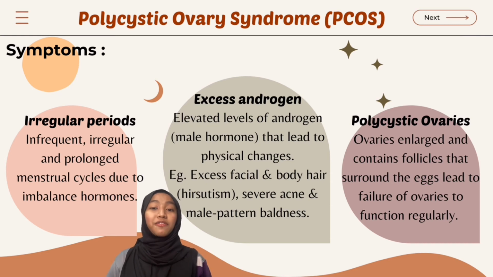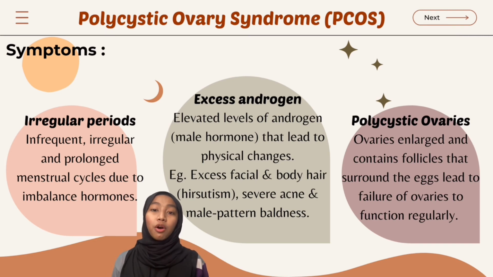PCOS can be identified by having infrequent, irregular, and prolonged menstrual cycles due to hormonal imbalance. For example, the patient might have fewer than 9 periods a year, more than 35 days between periods, and abnormally heavy periods. Next is excess androgen.